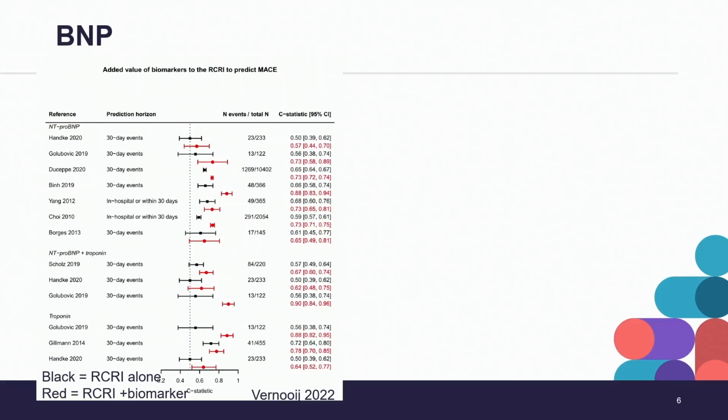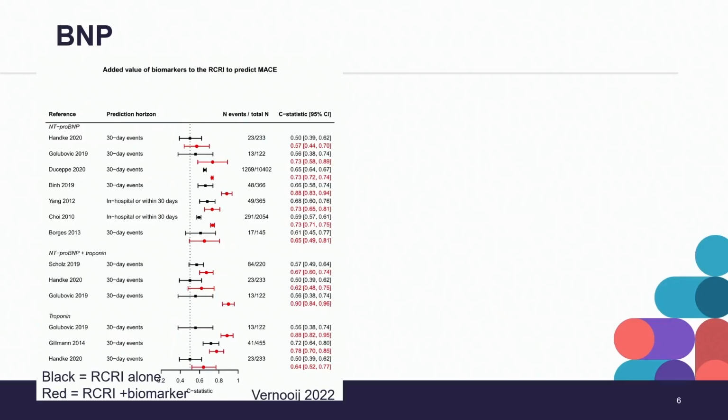The forest plot I provided here is from a Cochrane review and is just one example of some of the data that helps answer this question. And it compares the performance of risk models alone to risk models with biomarkers. So on this plot, each study has two lines, with the black line representing the RCRI alone, and the red line showing troponin, NT-proBNP, NT-proBNP plus troponin, and then troponin at the bottom.